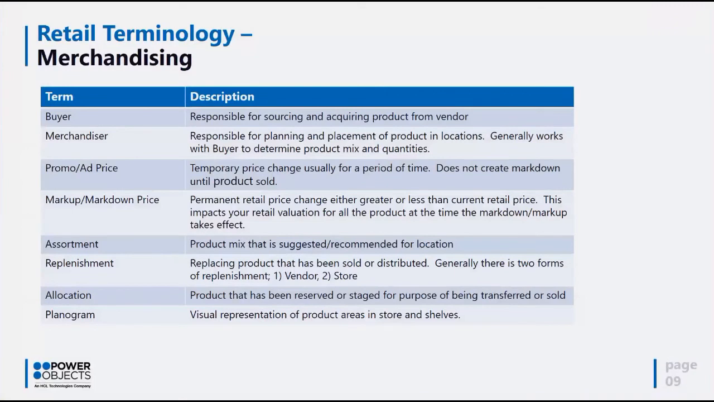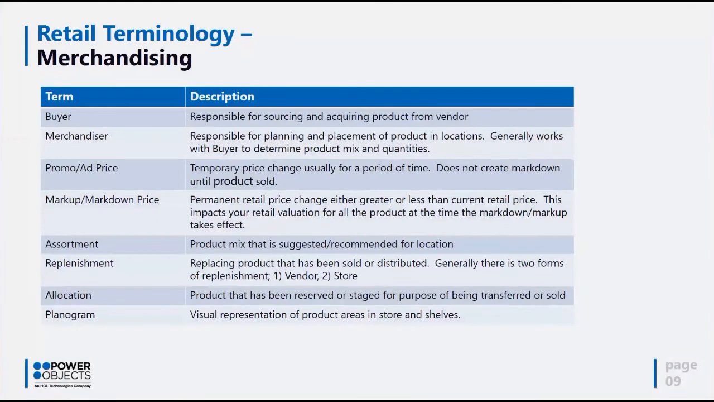Let's talk about assortments, and that is a product mix that is suggested or recommended for a location. So if we had, let's say, a retail brick and mortar, we know that we're going to have some apparel, and assortments could be shirts, pants, sweaters, different types of assortments of apparel.